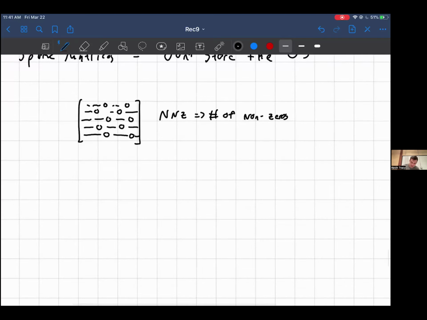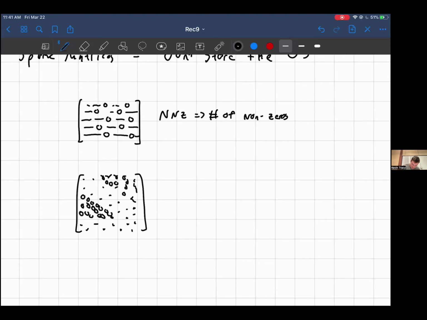If I have a crazy pattern like this, a matrix that has some weird structure and it's very clearly sparse, where the number of non-zeros to the size is 10% or something, then I should probably store it as sparse.